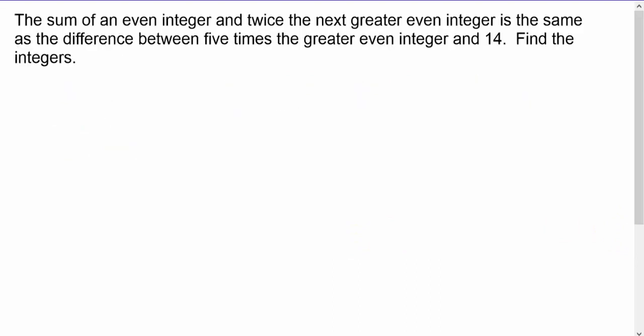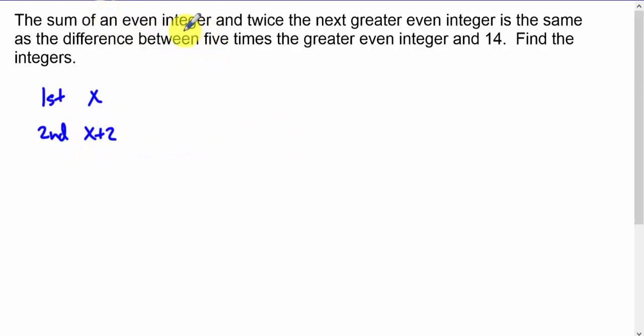Next, the sum of an integer is twice the sum of the next greater even integer, and is the same as the difference between 5 times greater, and so on. All right, so let's take this on again. This is a comparison problem, and it's talking about even integers. So in this case, we have the first guy, and that's going to be x. And then I'm talking about the next greater. So the second is going to be 2 greater because it's even.